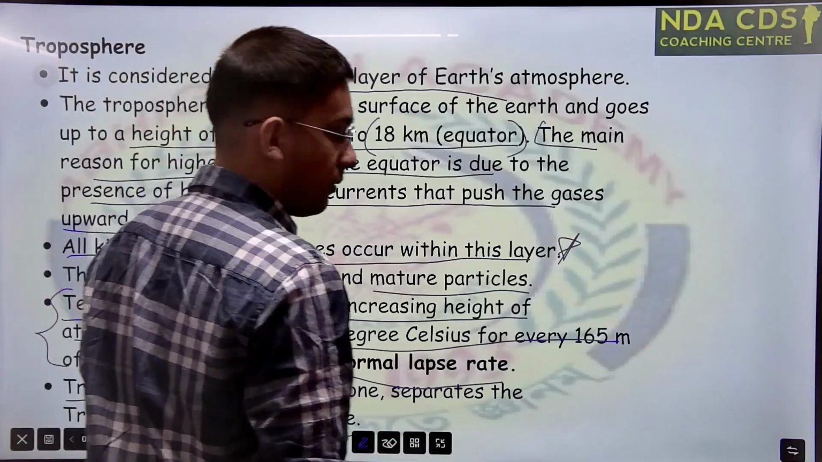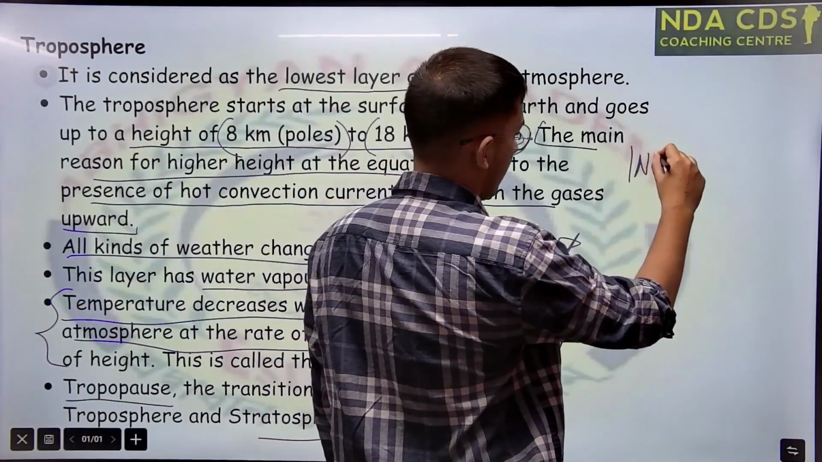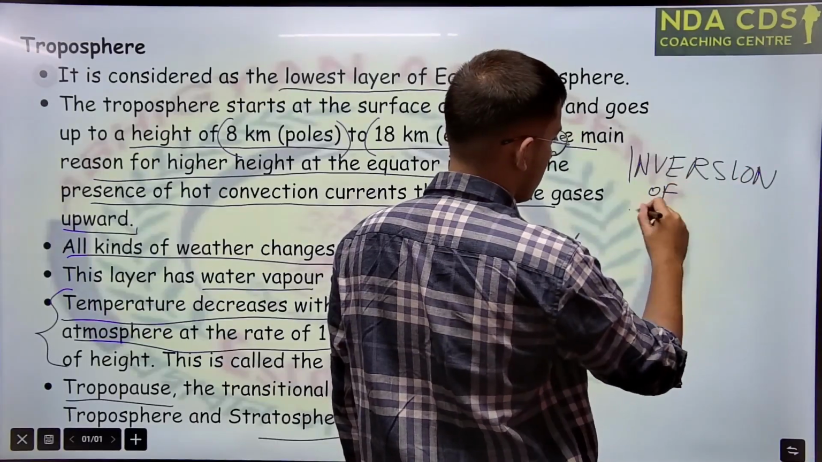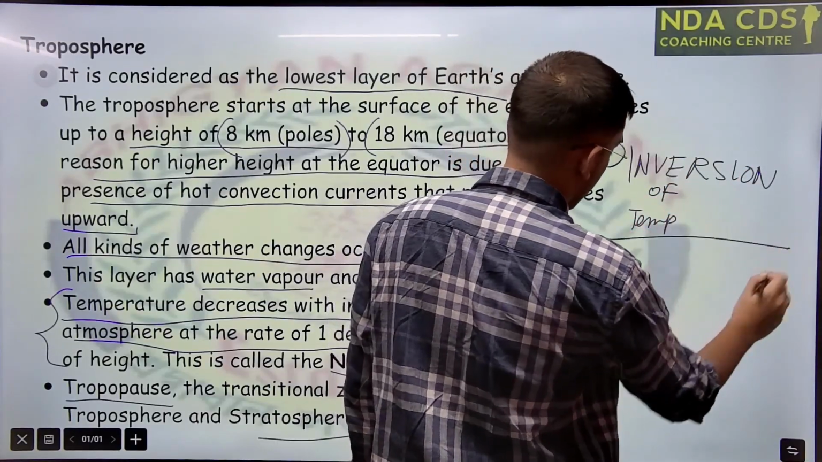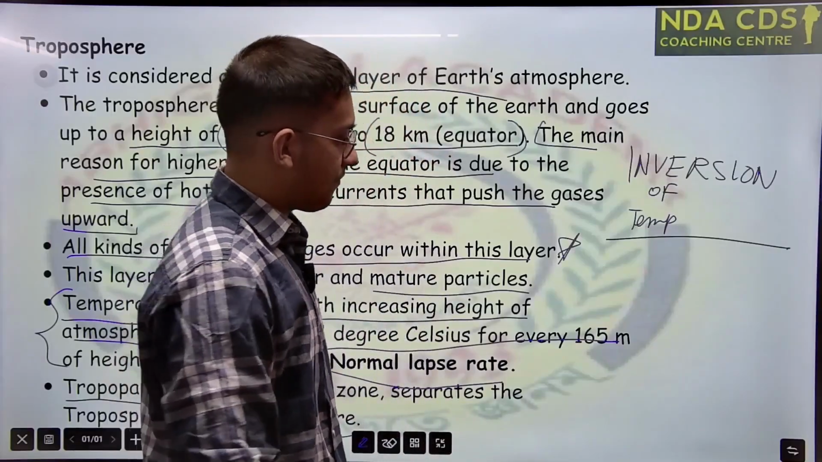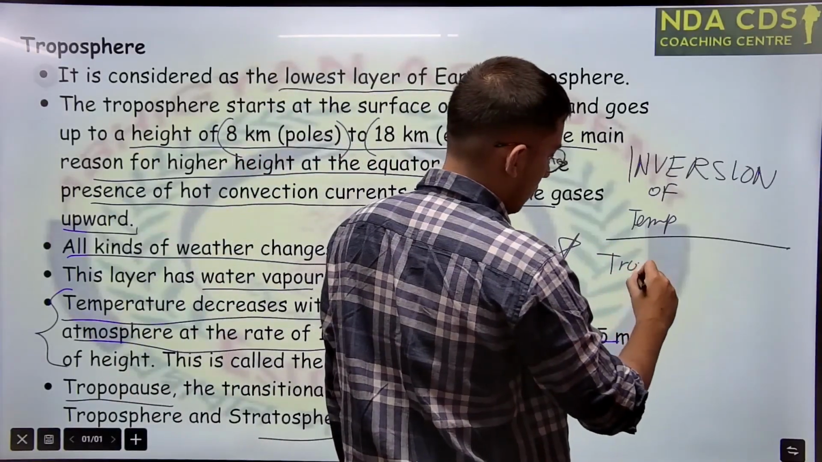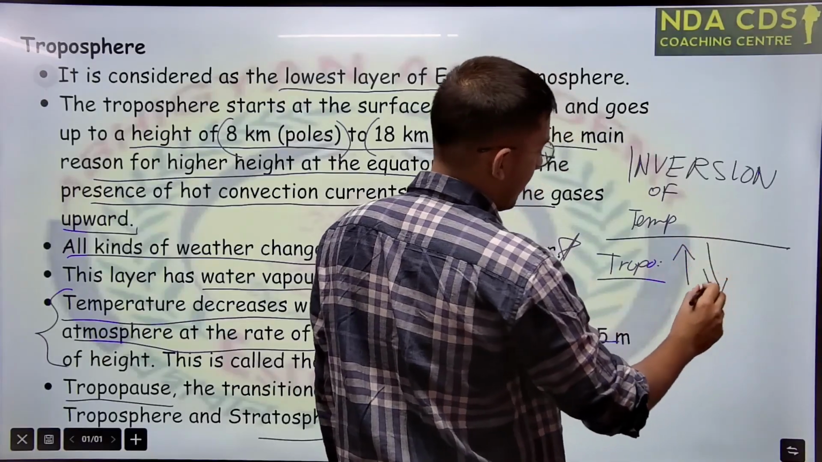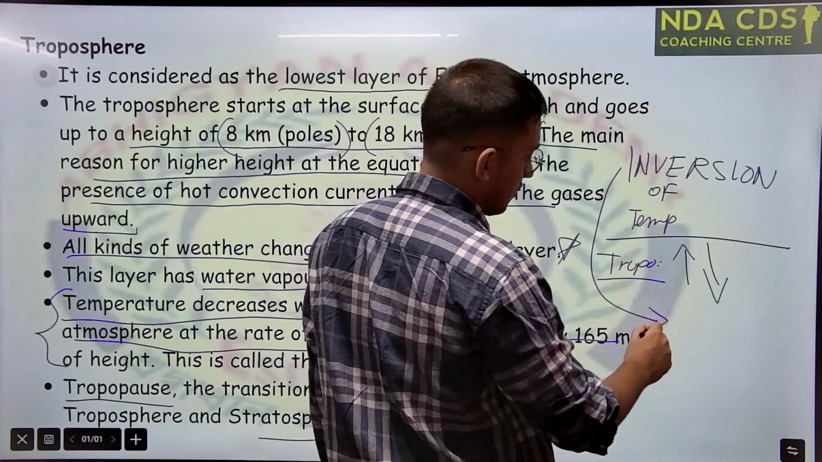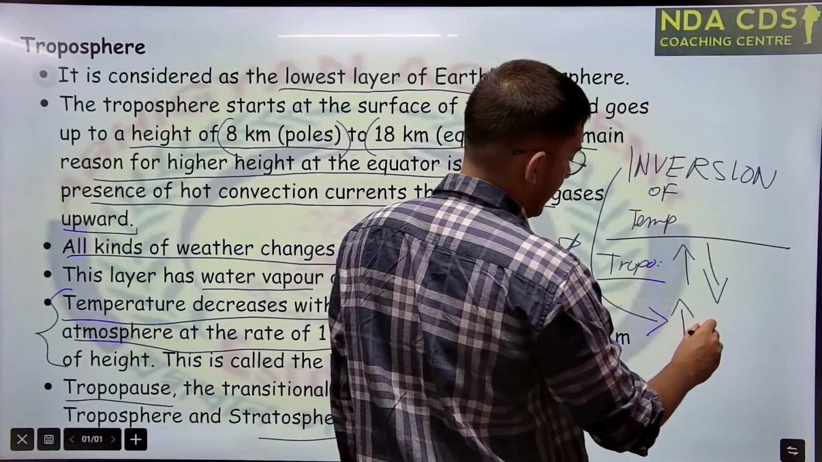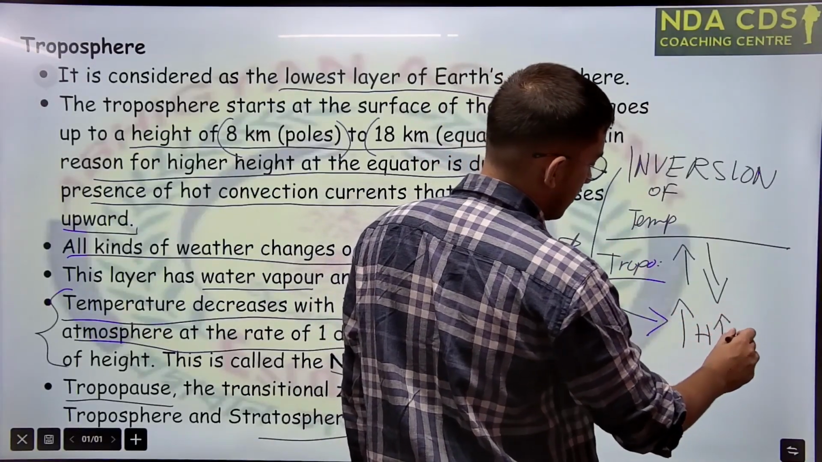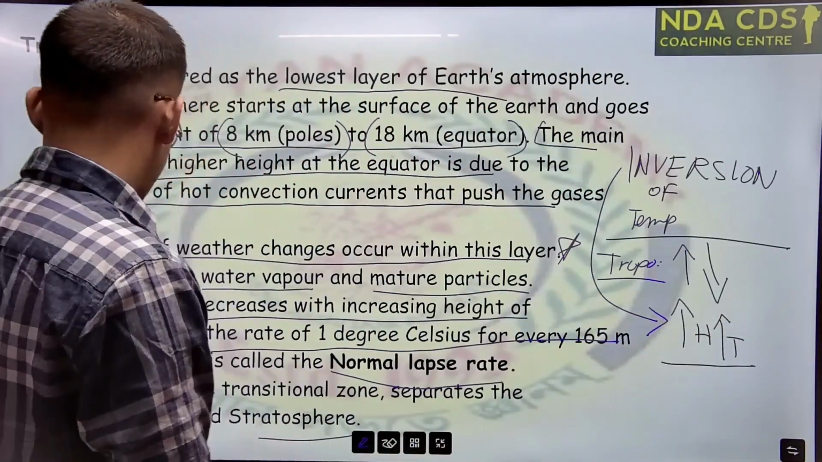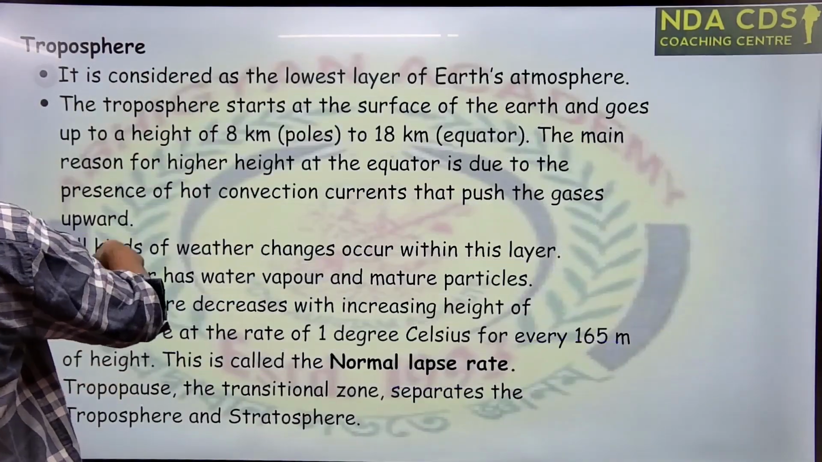Now we shall learn about what is inversion of temperature. In the normal lapse rate, in the troposphere, we know as height increases, temperature decreases. But during inversion of temperature in the troposphere, as height increases, temperature will also increase. So that's the only thing you have to remember here. We shall move ahead with the stratosphere now.